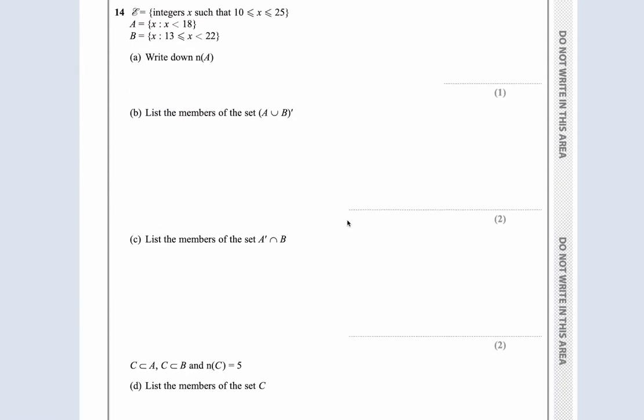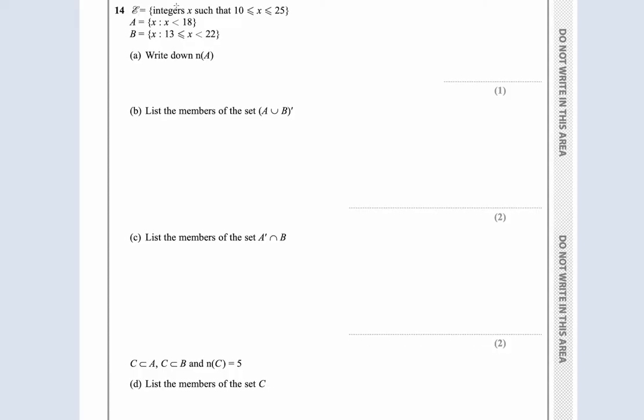Okay, question 14. Okay, we're given the universal set and A and B. And it says write down the number of elements in A. Okay, so A is an x, and x are integers, less than 18. So it's less than 18, but it has to be bigger or equal to 10, because this is the universal set. So what I'm going to do first, guys, is draw a Venn diagram to kind of help us get our head around this. So let's draw it.